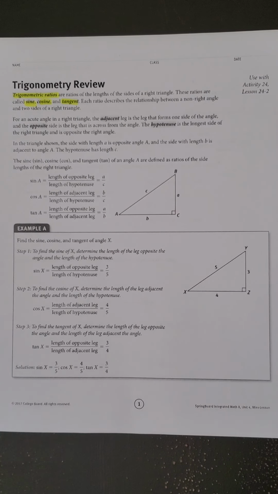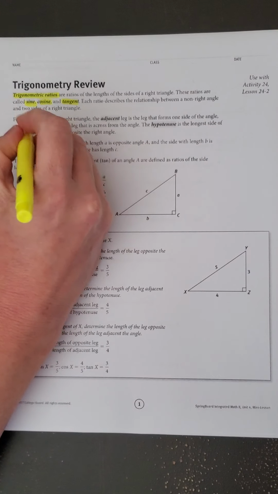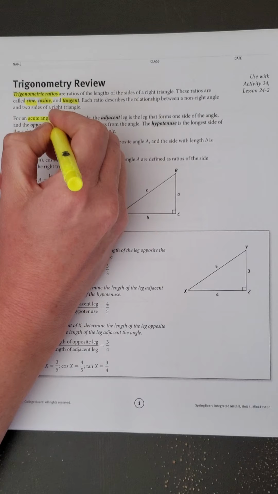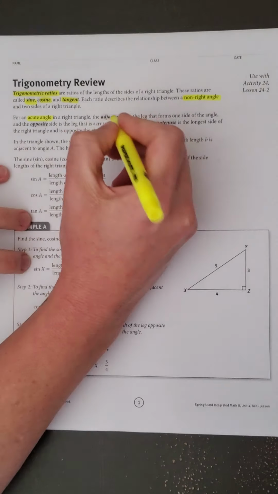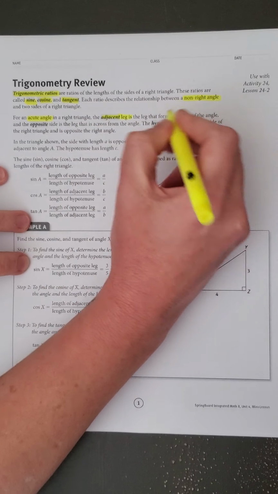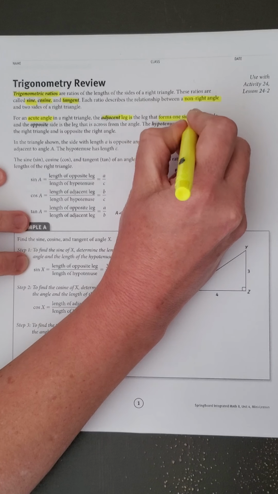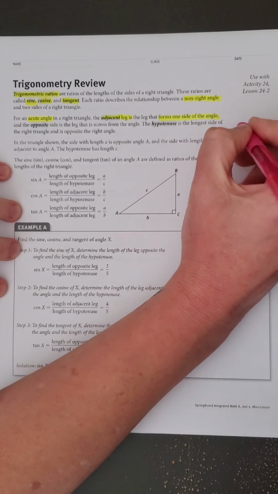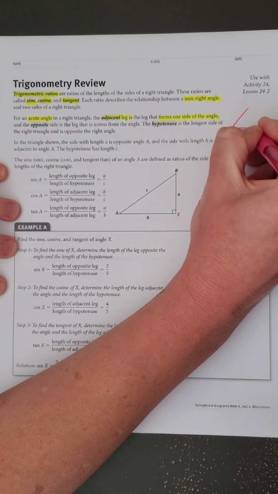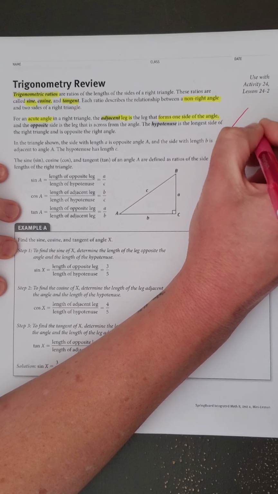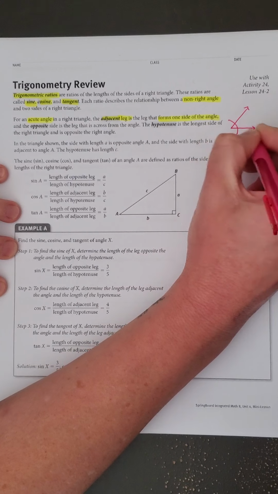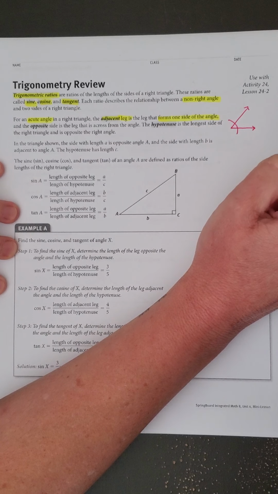For an acute angle in the right triangle, so again, we're always working with acute angles. We're never working with the right angle, so it's the non-right angle. For an acute angle in a right triangle, the adjacent leg is the leg that forms one side of the angle. So let's talk about that. If I'm drawing an angle, I have two rays that make up this angle. So these are adjacent to this angle.